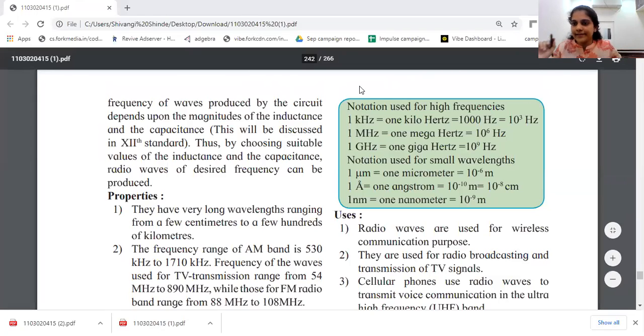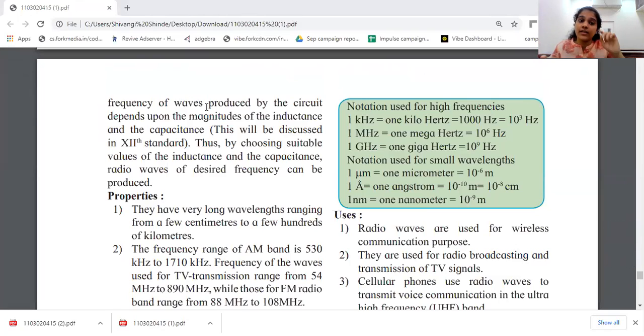Before I start dictating the statements, let us read what is written over here. You all can see the frequency of the radio waves produced by the circuit depends upon the magnitude of the inductance and the capacitance. Now, students, this is a concept that you are going to study in more detail in your 12th standard. Like how actually frequency depends on inductance and capacitance. It is a little bit in-depth concept. We don't have to go there, but you should know what inductance and capacitance means at least.